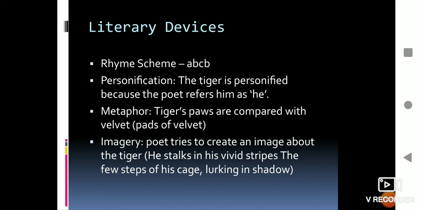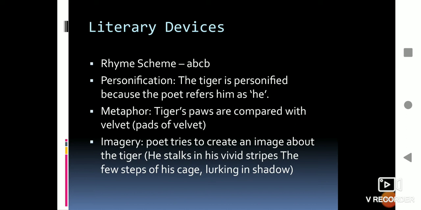So here in this poem, imagery is used where the poet tries to create an image about the tiger: "He stalks in his vivid stripes the few steps of his cage, lurking in shadow." Lurking in shadow, at once you form an image in your mind, a tiger who's hiding in the long grass, waiting for a plump deer. So you are forming an image in your mind. So it's a visual imagery.